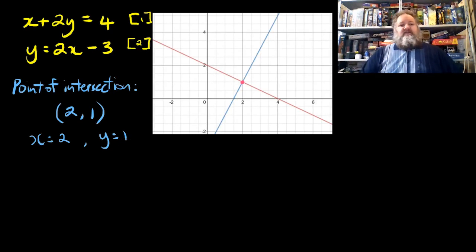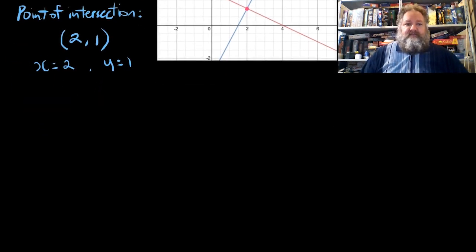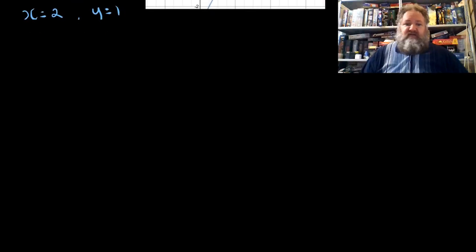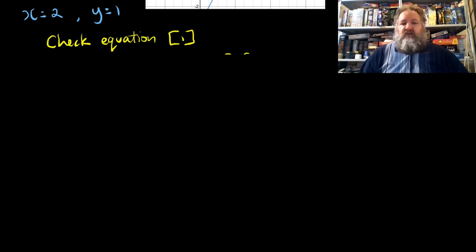So what we need to do is take this point of intersection, plug it back into these linear equations, and see if the answers are correct. This is the way that we do that. I'm going to leave that at the top of the screen so that we've got our value of x and our value of y. I'm going to check equation number 1 first, the little square bracketed 1, so that I don't have to rewrite it.